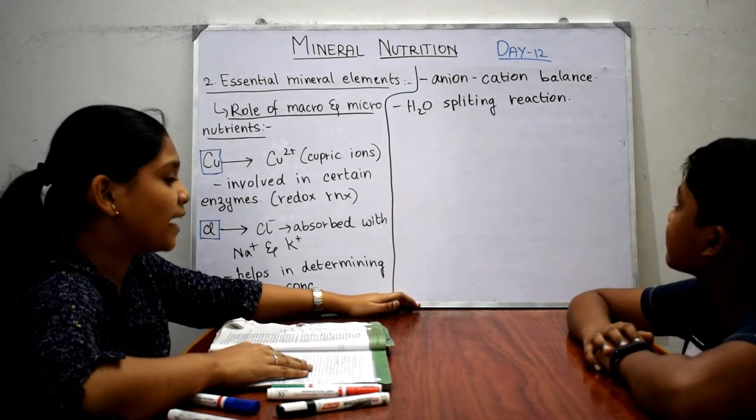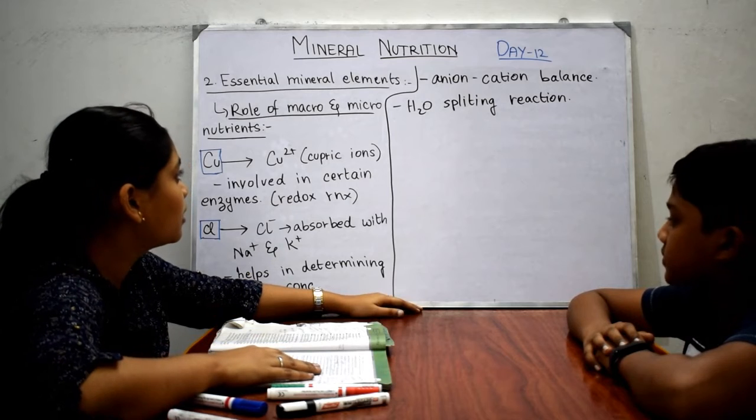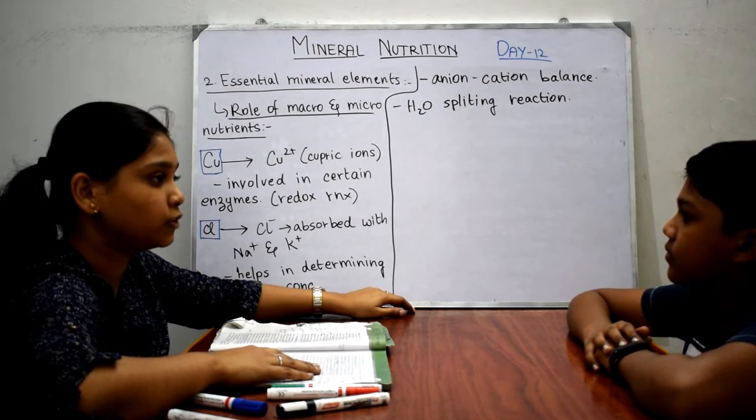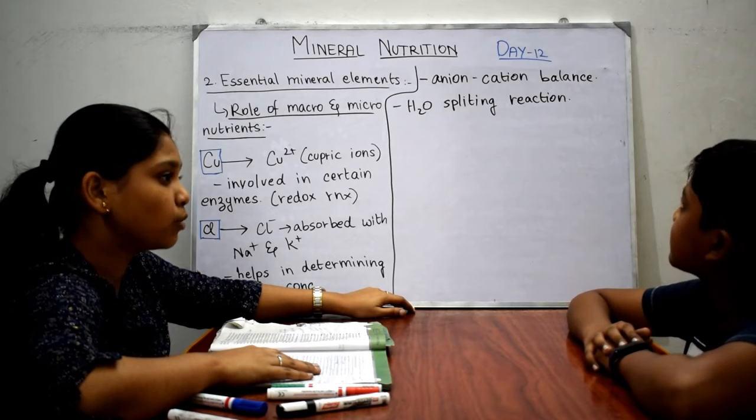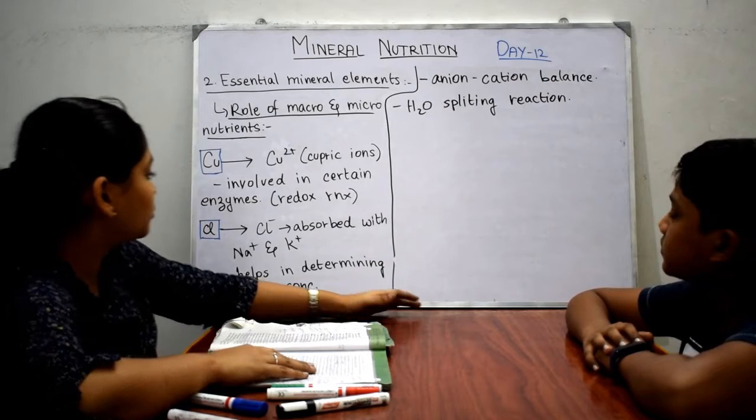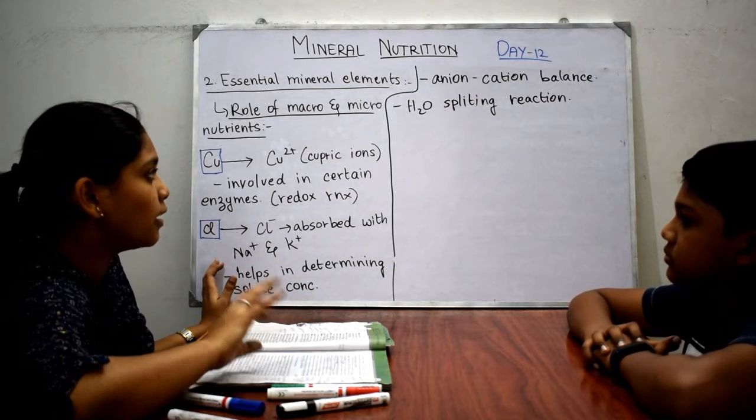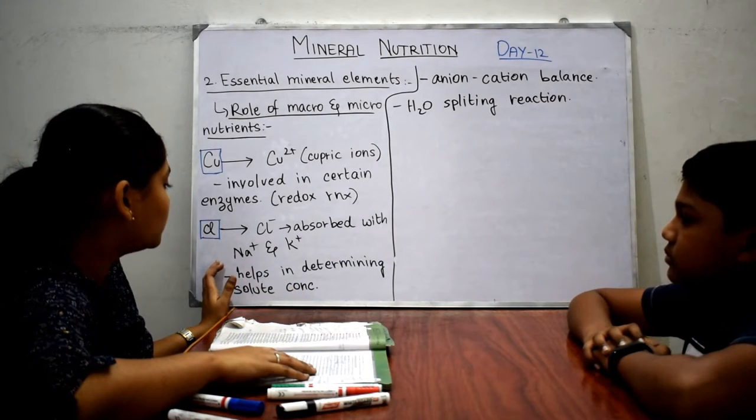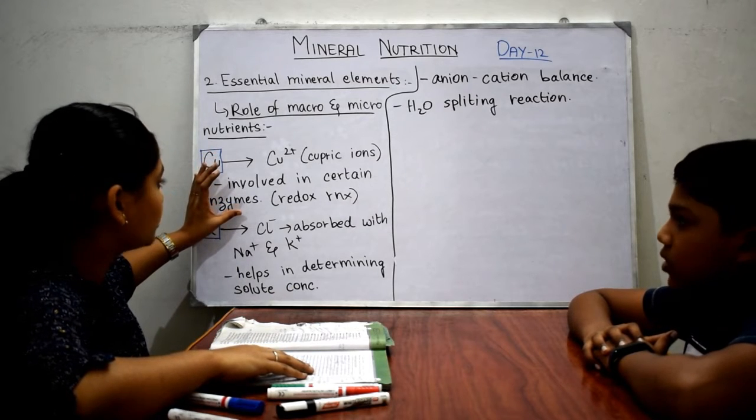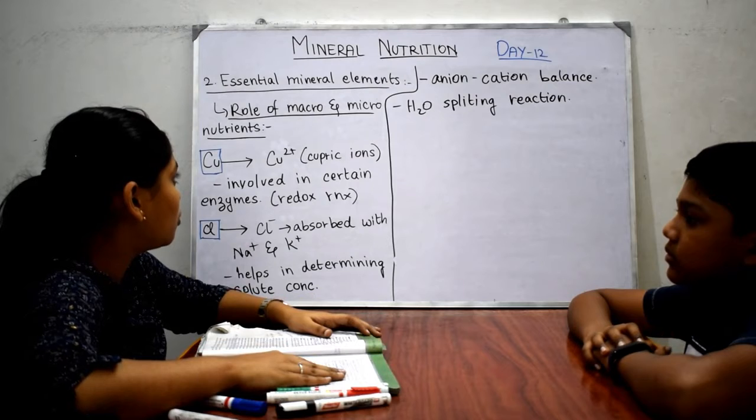Chlorine also performs anion-cation balance. It balances both the negatively charged ions and the positively charged ions. It also helps in the splitting of water, like we saw in manganese, which splits water and liberates oxygen. So chlorine also splits water and liberates oxygen. These are the functions of chlorine, and copper is involved in enzymes for redox reactions. These are the last two elements under the role of macro and micronutrients.